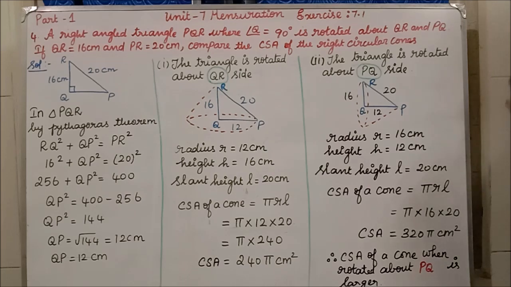Now we are going to compare the two cones. Which curved surface area is larger? When I am rotating about the side PQ, I am getting the curved surface area larger. So write the line: therefore, CSA of a cone when rotated about PQ is larger. Clear all of you, the fourth question?